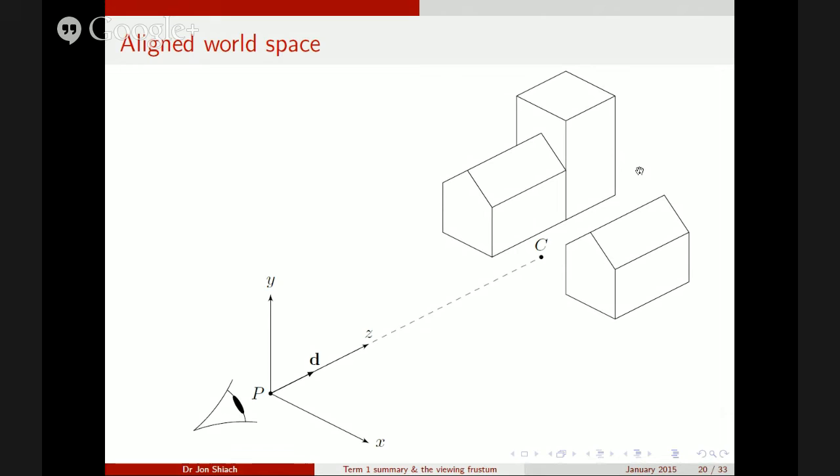To do so, what then happens is the origin is where our viewing position is, and we're looking at the world space along the Z axis. I tried to draw an eye here. This is which direction we're looking at it. So this is my aligned world space.